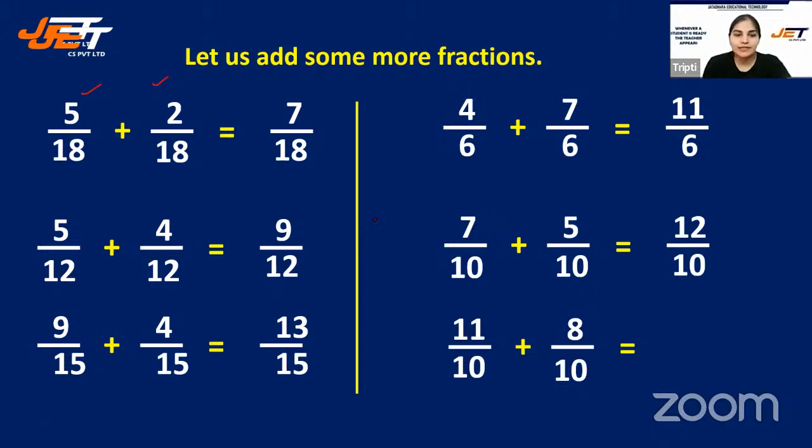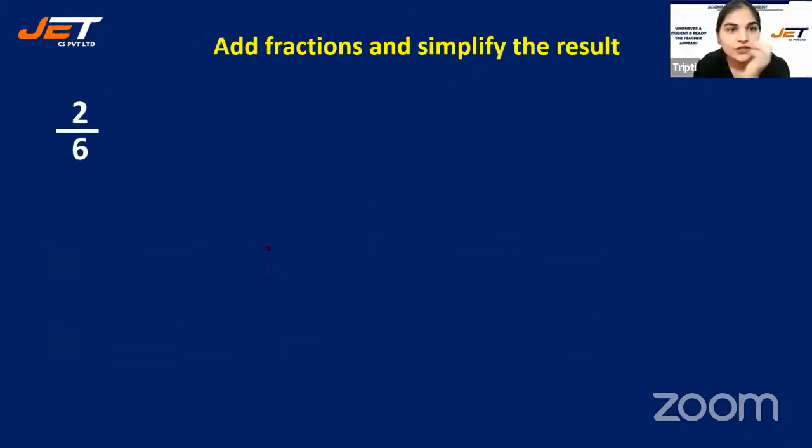Next is 11 by 10 plus 8 by 10. These are super easy. Children, this is a simple one. Later on, you have to simplify it as well. That is 19 by 10. So, similarly, 2 by 6 plus 4 by 6. Let's do it fast. 6 by 6.